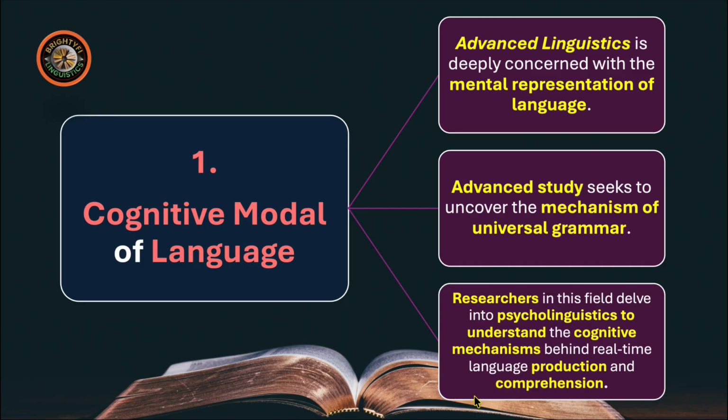Researchers in this field delve into psycholinguistics to understand the cognitive mechanisms behind real-time language production and comprehension. So the advanced stage of studying linguistics helps you delve into the area of psycholinguistics, which further assists individuals, researchers, and students to understand the cognitive mechanism. What cognitive influence applies in producing, in speaking a language or in comprehending a language. That is the point here. We move on to the next.